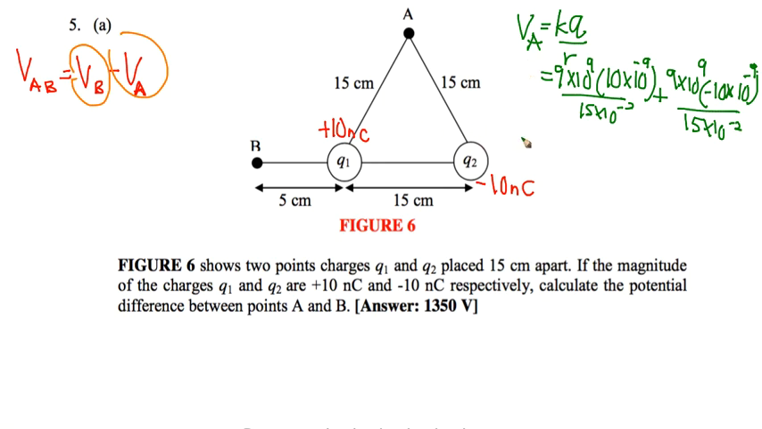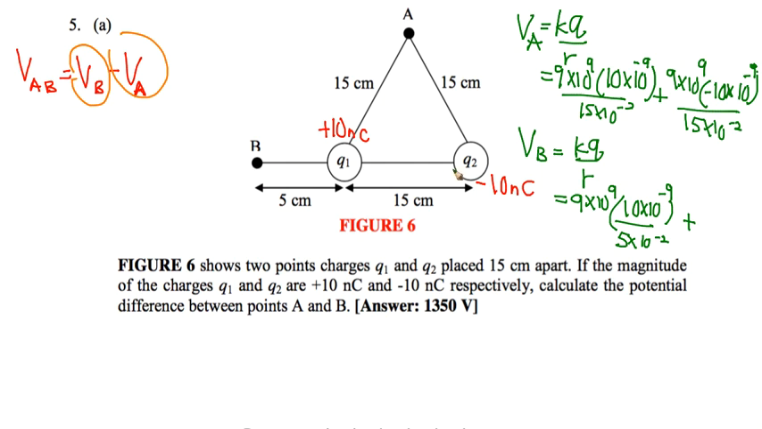Now you can calculate the value of VB. Same process, the equation is KQ over R. K is 9 times 10 to the power of 9, and the charge Q1 for point B is positive, nano is times 10 to the power of minus 9, divided by the distance 5, converted to meters is times 10 to the power of minus 2.